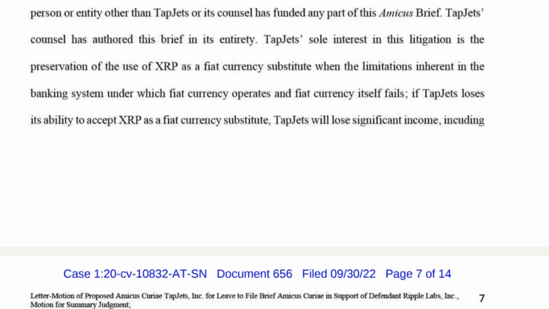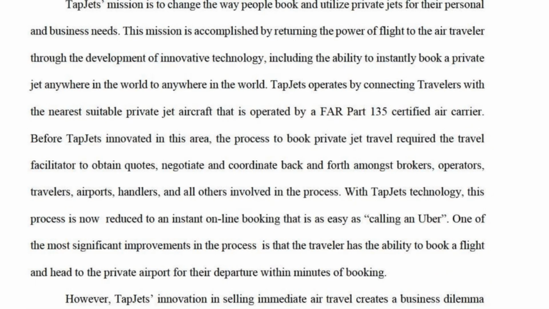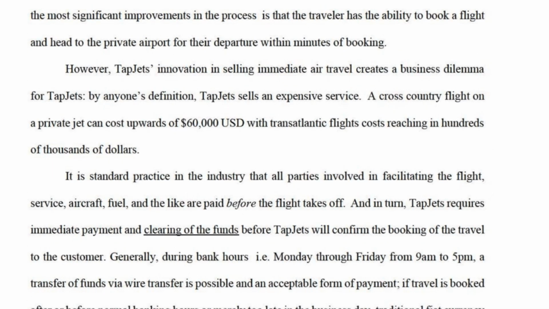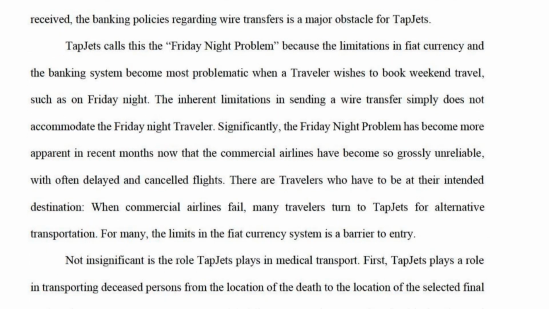In the offer letter, Tapjet insists that it has no financial relations with the defendants in the case. However, the company claims that it is interested in the outcome of the trial because it has invested in the technology. Tapjet claims that its business will eventually suffer losses if the court recognizes XRP as a security, which will probably prevent it from using the token.